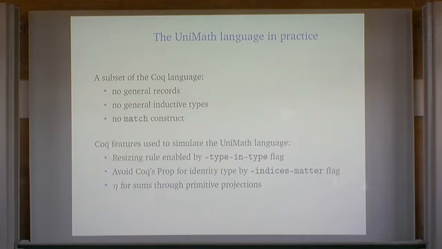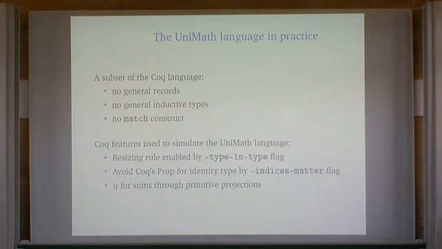Apart from that, there are some Coq features that we rely on to adapt Coq to our needs. In particular, the resizing rule is not formally available in Coq, so we enable that by using the very crude type-in-type flag, which effectively just deletes universe checking, so we have to keep track of universes by hand.